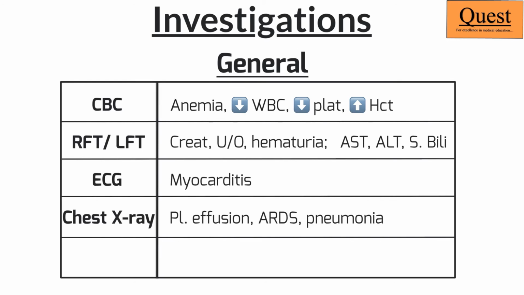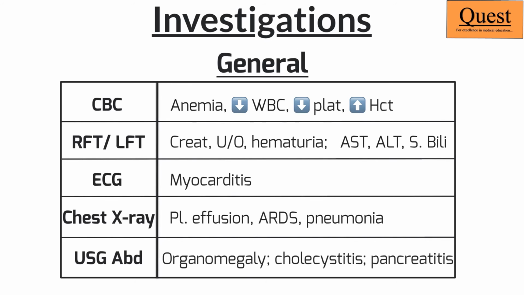An important test for these patients is going to be imaging of the abdomen using an ultrasound. This will not only show me hepatosplenomegaly, but in cases of dengue, it might show me acalculous cholecystitis, and it might also sometimes show me features of pancreatitis as seen in malaria or dengue.